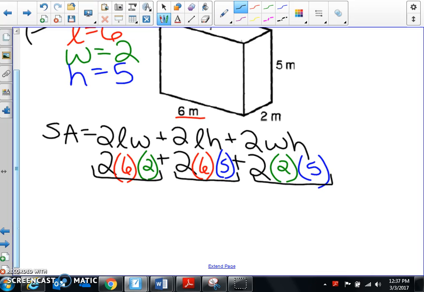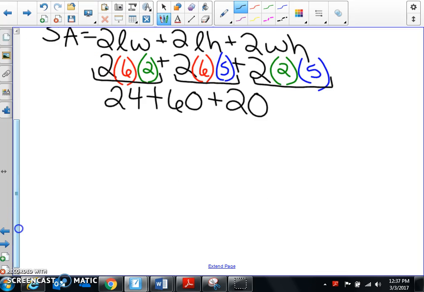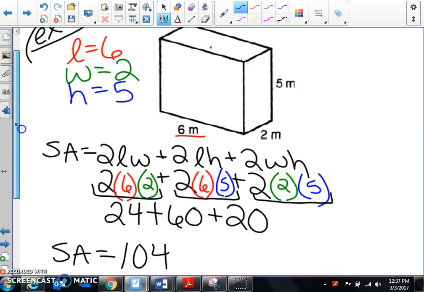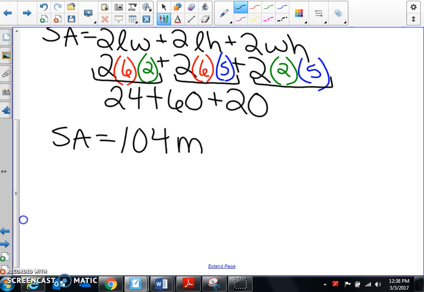So now we can just go ahead and chunk them into 3's. So 2 times 6 is 12. 12 times 2 is 24, plus 2 times 6 is 12. 12 times 5 is 60. Plus 2 times 2 is 4. 4 times 5 is 20. And I add them up. That would give me 104 meters surface area squared.